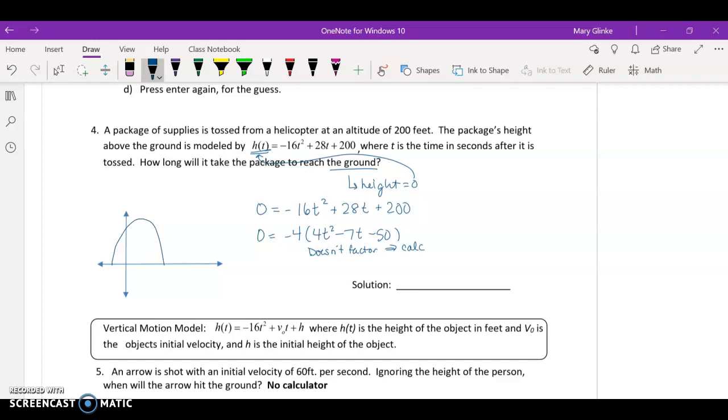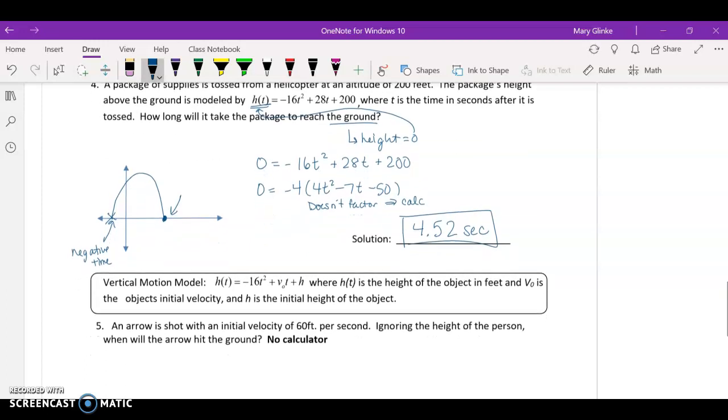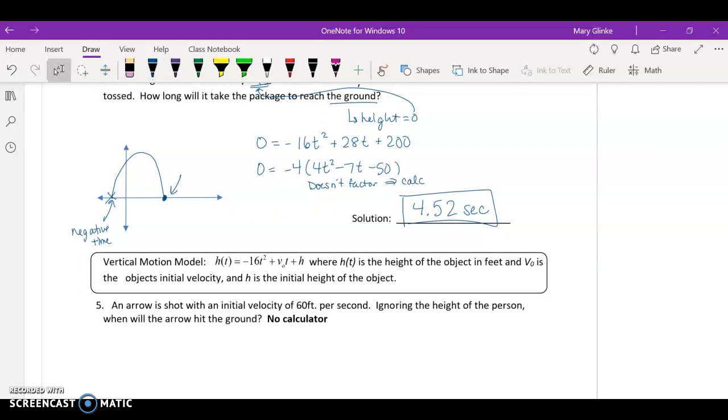Now we're looking for where our package hits the ground. We're looking for the x-intercepts, but this one over here would represent negative time. And so for this one, it's not in our context. We don't want that one. We only want the real ones, the positive values for time. So you can go ahead and hit second calculate. When you calculate this 0 over here, you should get a decimal. Try it first, pause the video, and see what you get. We should get 4.52 seconds for that. So that is the only one we're looking for due to the context.